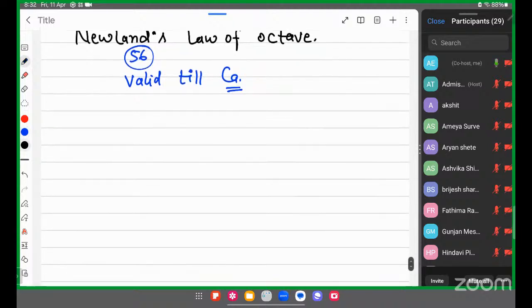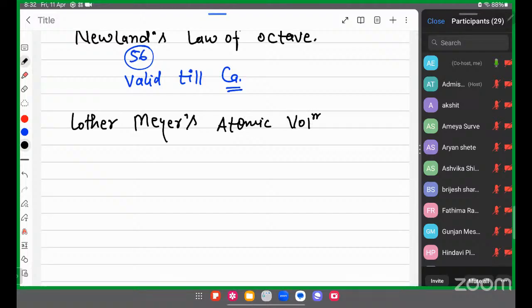Then after Newland, we have another classification which is Lothar-Meyer's atomic volume curve. Atomic volume curve, or you can also call it Lothar-Meyer's classification. This was the most precise classification till Mendeleev. In fact, Mendeleev concluded his periodic table from Lothar-Meyer's curve.